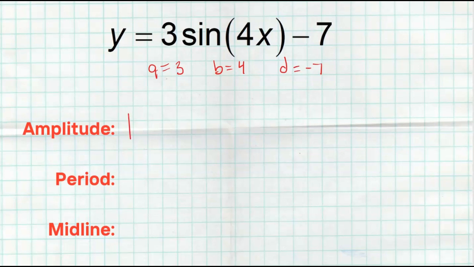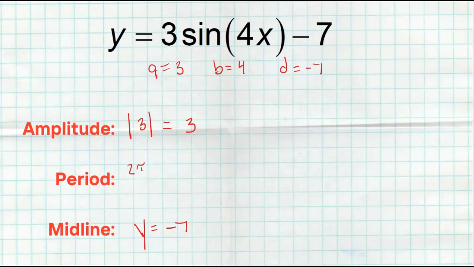So remember, the amplitude is the absolute value of A, so the absolute value is 3. So this function is now going to go up 3 and down 3 from the midline. And speaking of the midline, that's your D value, so y equals -7. So we're going to see a midline at -7. From there, we're going to go up 3 to -4, down 3 to -10. All right, and the period is where we have to do a little bit of math work.